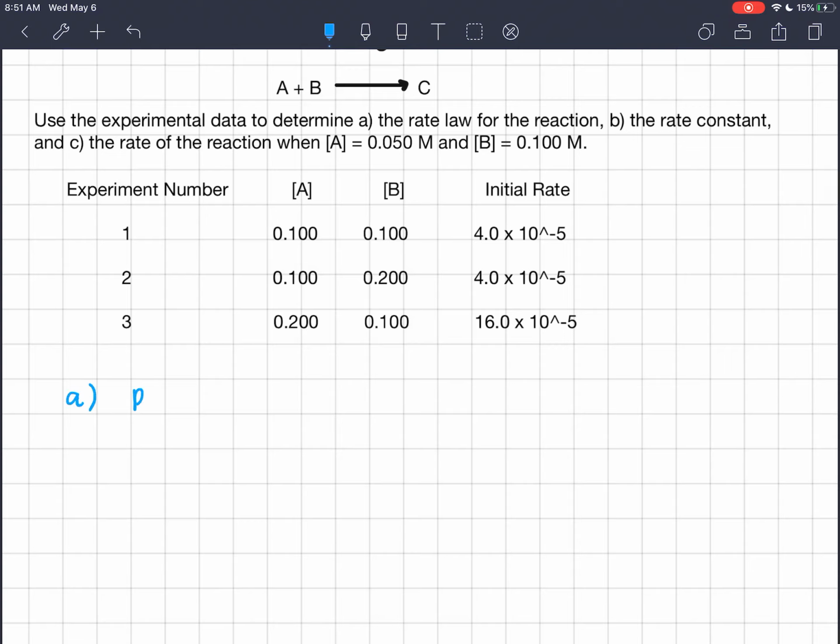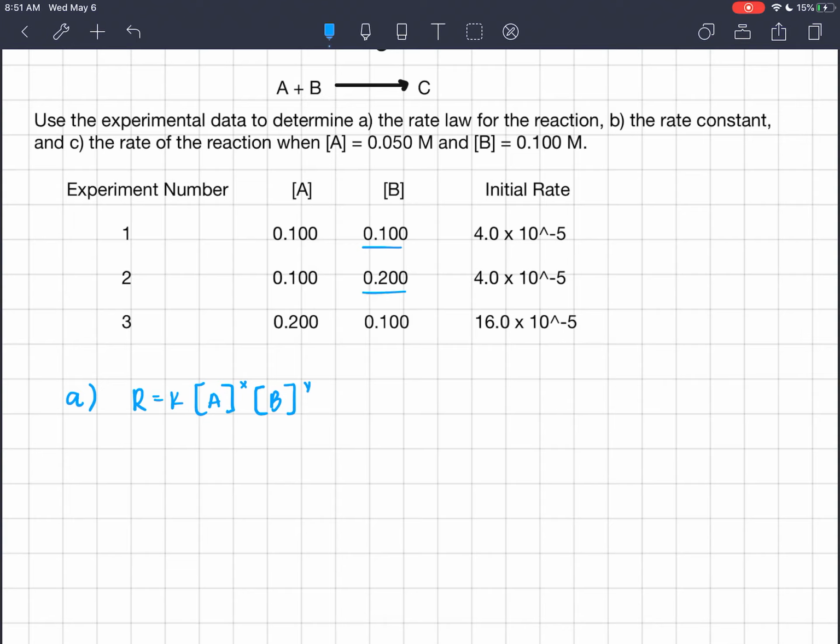I know my rate law is going to be a variation between concentration of A raised to some power and concentration of B raised to some power. And the only way to figure out those orders, or those exponents of the reaction, is to look at my data. So I'm looking specifically for data points where only one concentration is changing. When I look at experiment 1 and experiment 2, concentration of A remains constant. So I'm going to look at my concentration of B and see what happens.